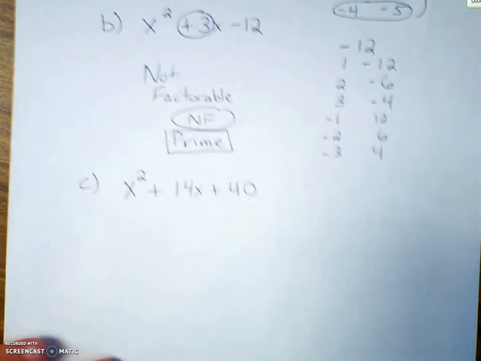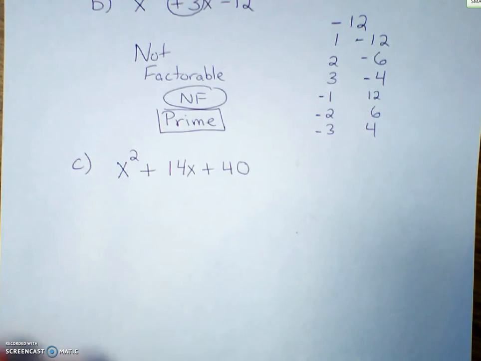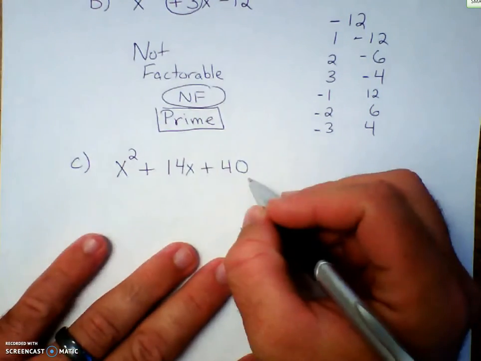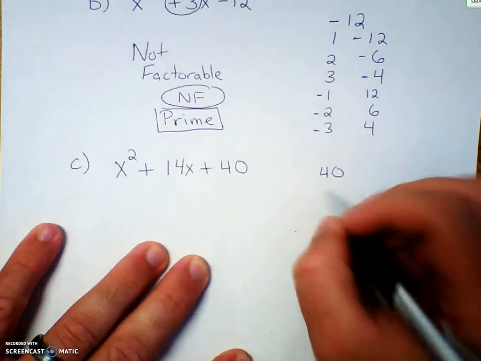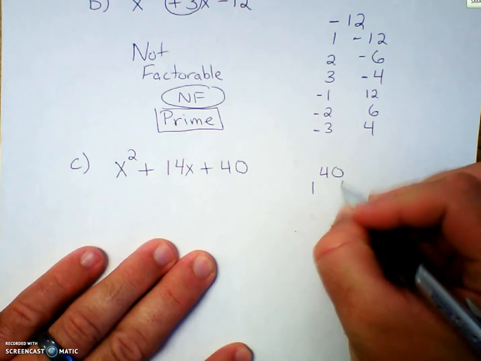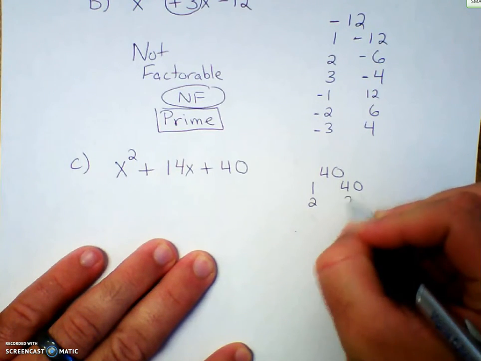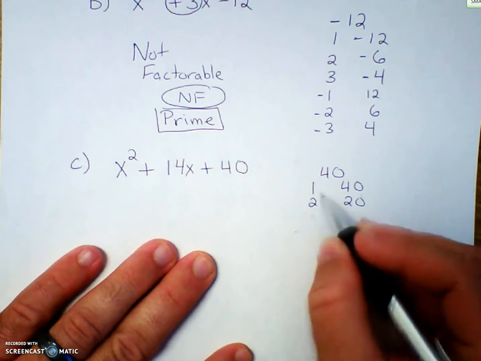Okay, x squared plus 14x plus 40. So, same thing. Look at your very last number, which is a positive 40, and list out all your factors of 40. So 1 and 40, 2 and 20. I just go in order. That way I don't leave anything out.